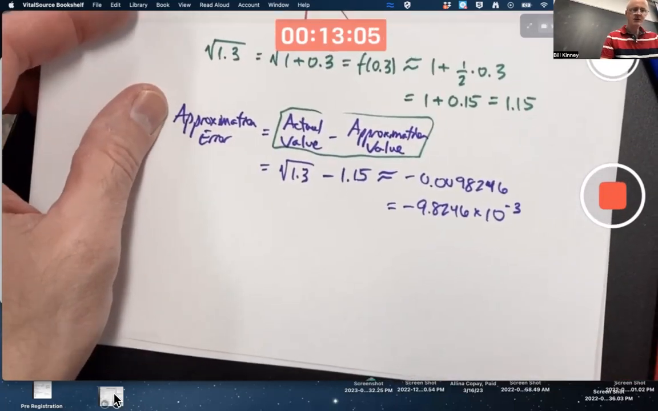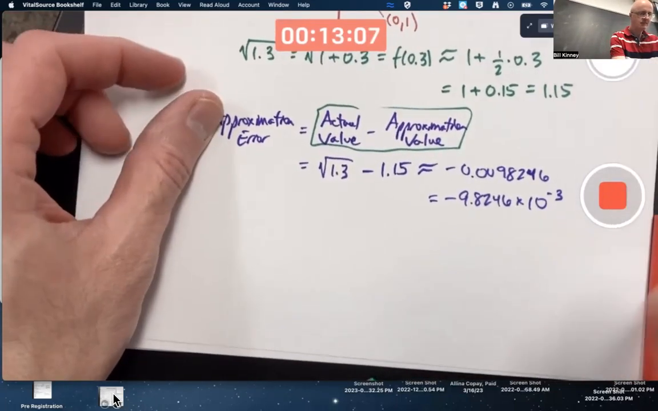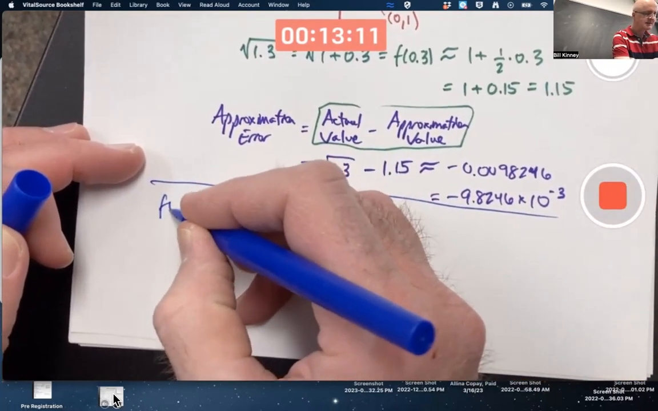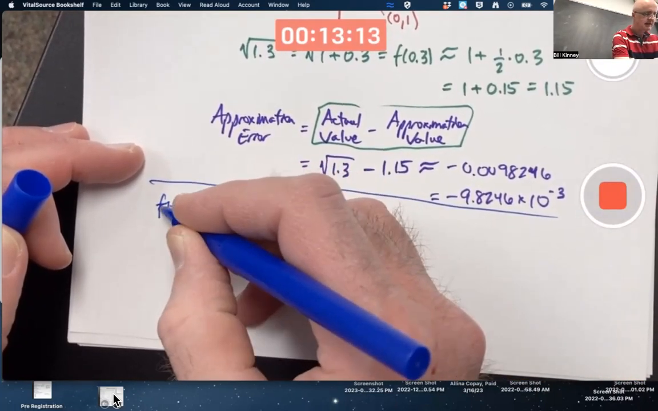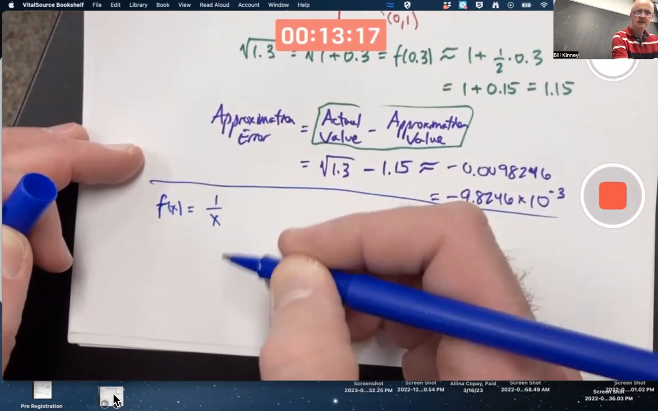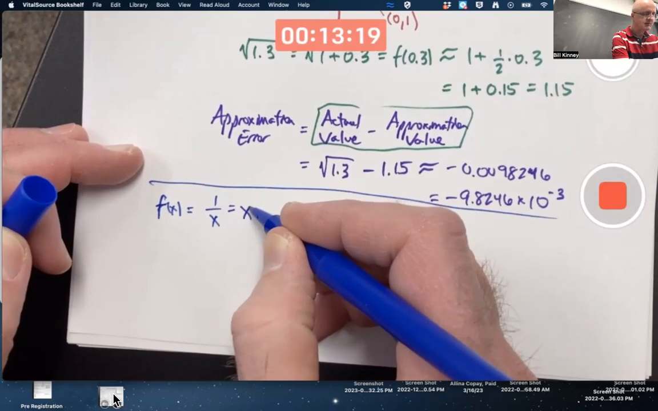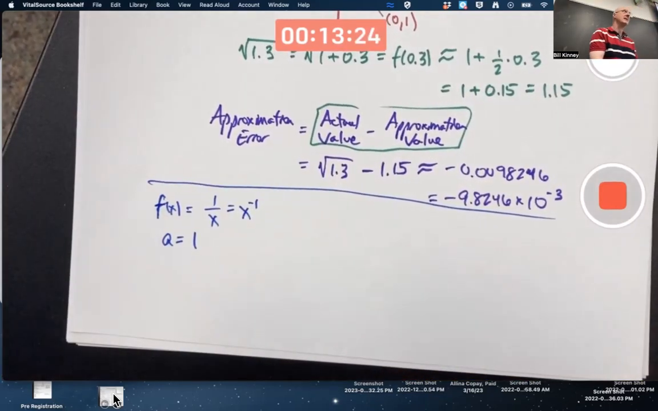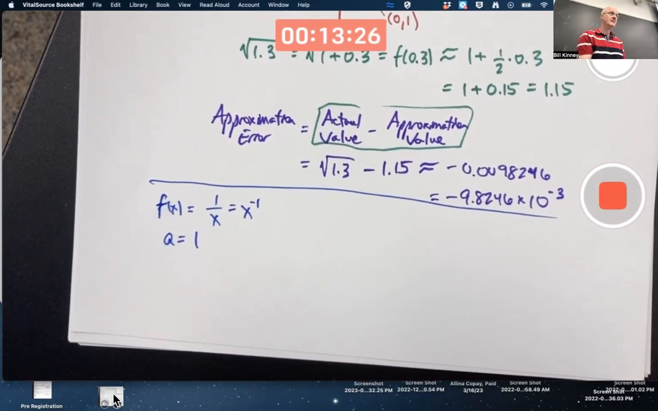Okay, so the function in the new example here is f of x equals 1 over x, which is the same as x to the negative 1 power, and the a is 1, not 0. It can't be 0 here, right? Because we'd be dividing by 0. The function's undefined when x is 0.